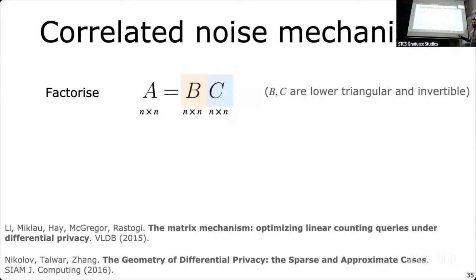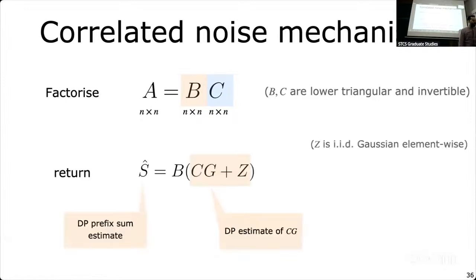Okay, so for correlated noise mechanisms, our starting point is to take a factorization of this A matrix into B times C, where both B and C are assumed to be lower triangular and invertible. Both assumptions can be lifted, but let's keep it simple now. Essentially, what we are going to do is add some noise inside this. We multiply our gradients by C, add the noise, and then multiply the whole thing by B. So this B times C is A. Here the noise is just zero mean Gaussian noise, so in expectation, we are getting the right thing.